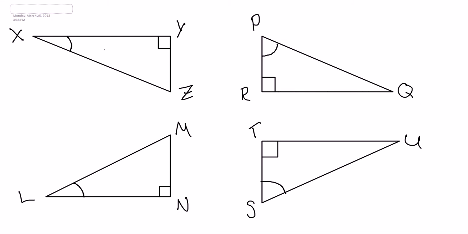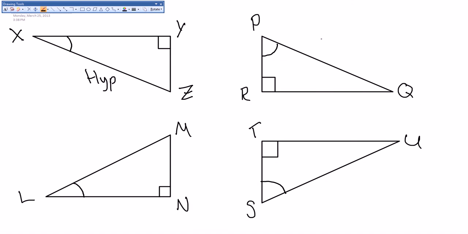So let's start by identifying the hypotenuse in every single triangle. So the hypotenuse, our first one is here, second one here, third one is here, and fourth one is here. Now notice that I'm not drawing in the lines. Now if you want, you always can, but it's not necessary.